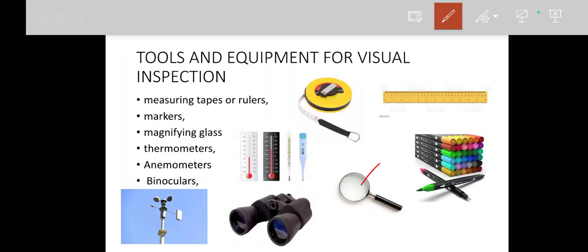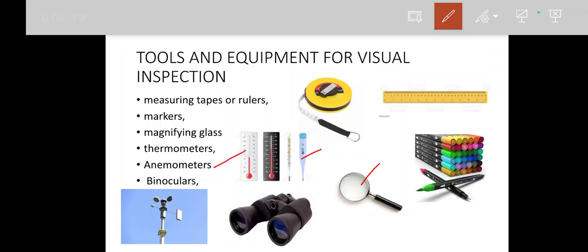And thermometer. What is the necessity of a thermometer while doing visual inspection? There are some environmental exposure conditions where there will be a temperature difference. So what is the inside temperature, and what is the outside temperature? There may be thermal expansion and contraction occurring on the external walls of the building. The inside and outside temperature can be assessed only by using a thermometer.